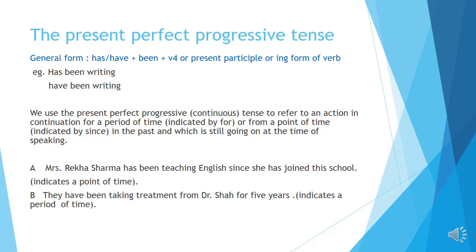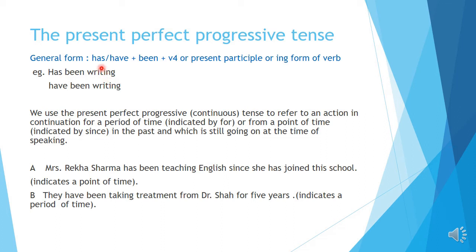Children, now let us learn about the present perfect progressive tense. The general form of present perfect progressive tense is has or have plus been plus the present participle or ing form of the verb. Example: has been writing, have been writing. Here we have 3 words in the example.